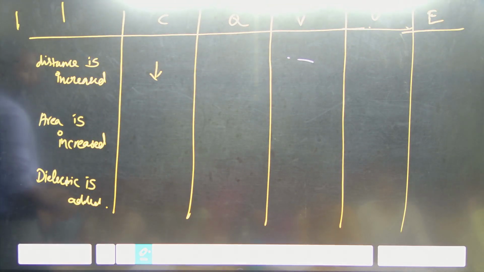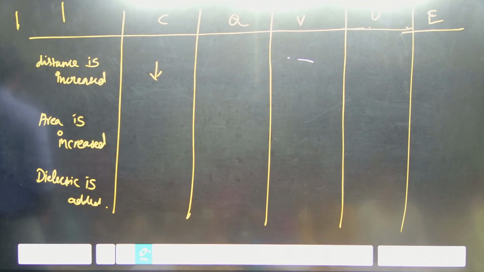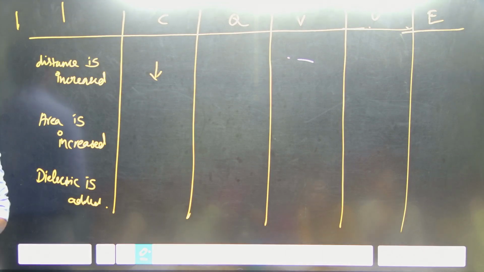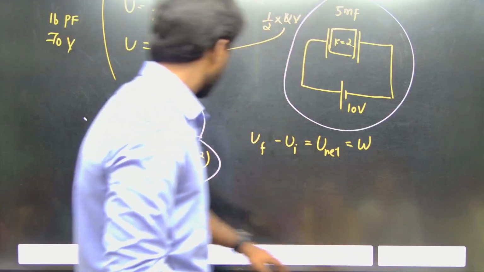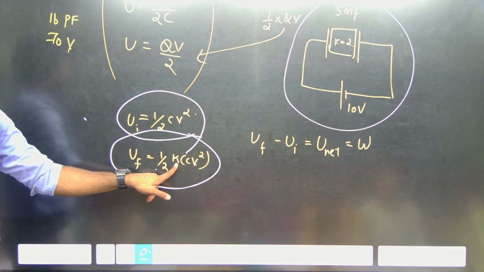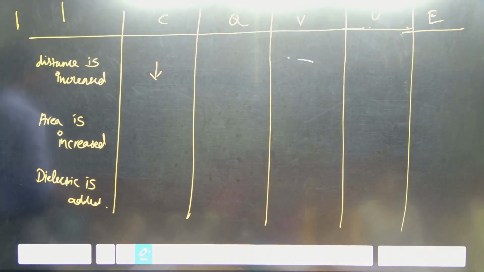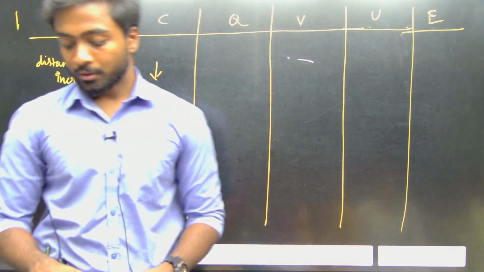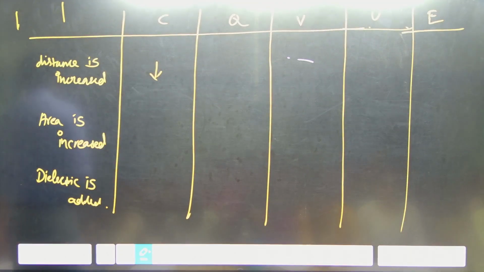Done? We'll go for the third one. So third one, dielectric slab, capacitance increases, like I'm multiplying the value by K, so obviously the value will increase. So capacitance increases, charge also increases, potential will remain constant, U increases, electric field remains constant. Done.